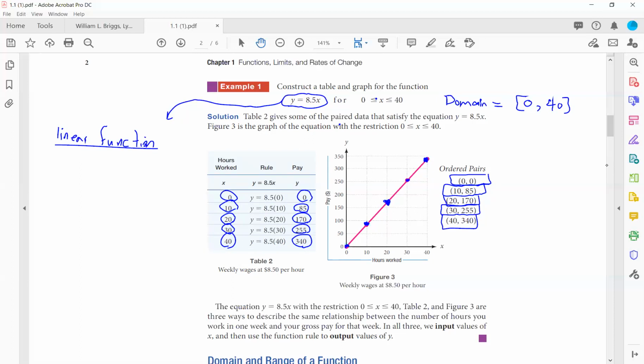Okay, now you're allowed to connect these points. Why is that? Because we could select x to be 1, x to be 2, x to be 3. x ranges between 0 and 40. That's why we connect all of these points, and this is the graph of this function.